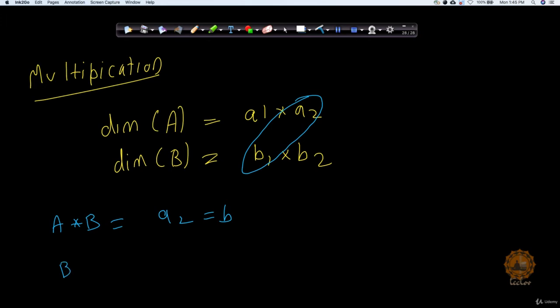Similarly, think about it, if I have to do B cross A, then what should be the similarity? Think about it for a minute. So here, if you have correctly done it, it should come out to be B2 is equal to A1.